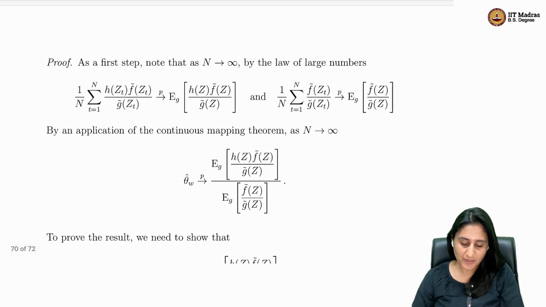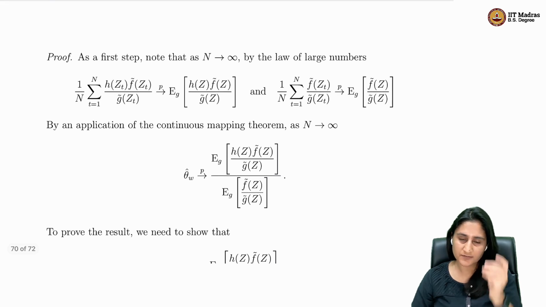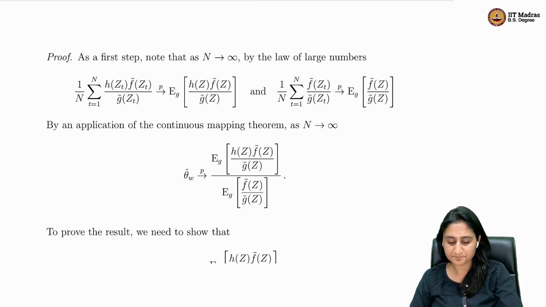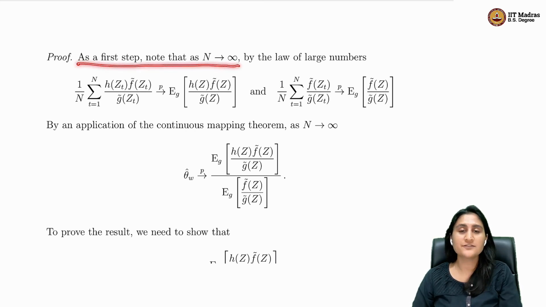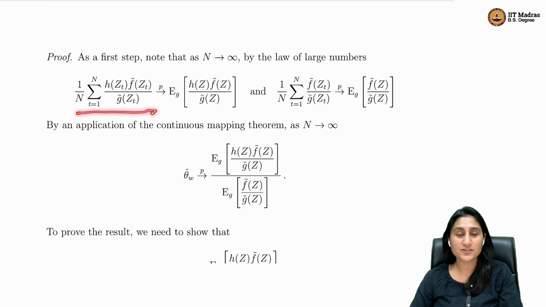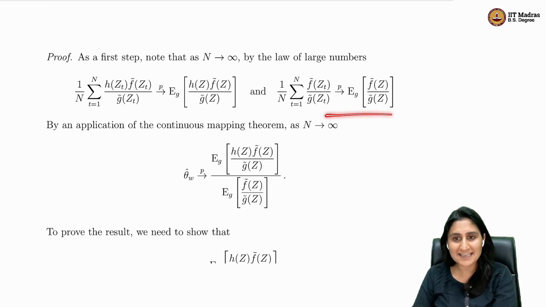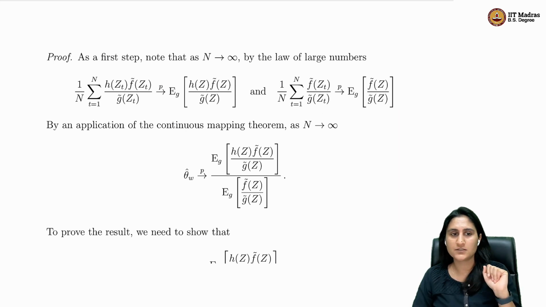How do we show it? It's actually not too complicated. So here's how it works. So as a first setup, okay, we note that as n tends to infinity, by the law of large numbers, I have that 1 over n, summation t going from 1 to n, h of z, f tilde z divided by g tilde z, just by law of large numbers converges to its expectation, right? Which is this quantity here, right? And the denominator 1 over n summation t going from 1 to n, f tilde by g tilde converges to its expectation. And that's just from a law of large numbers.